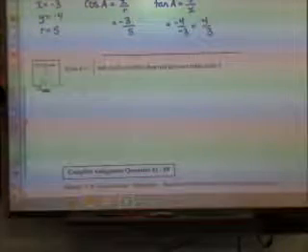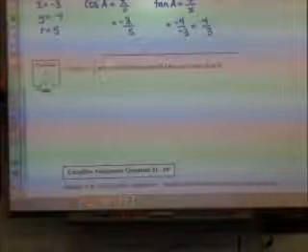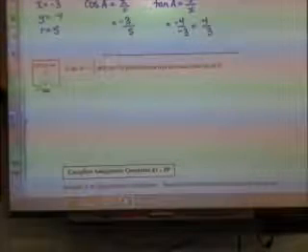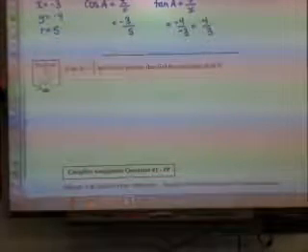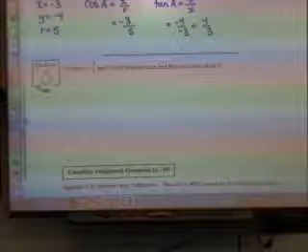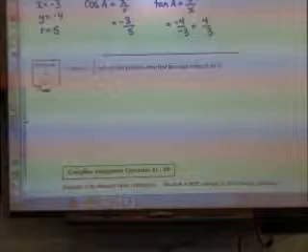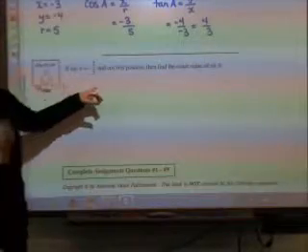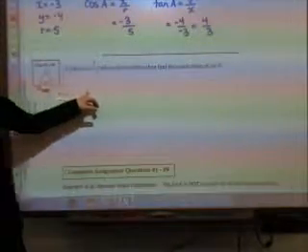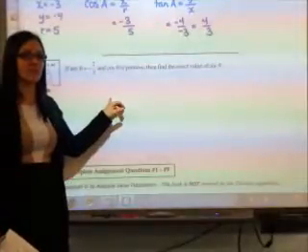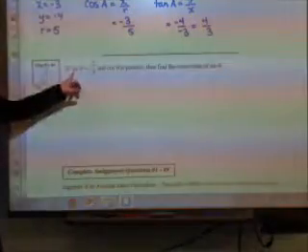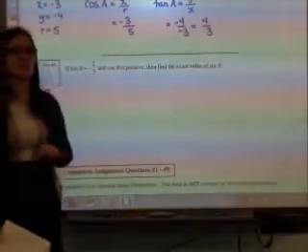Class example number 4 is kind of a typical one that you could see. Tan theta is equal to negative 2/3, and cos theta is positive. Find the exact value of sine. So the first thing that I need to determine is what quadrant am I in, because I'm not told. What I am told is that tan is negative and cos is positive.